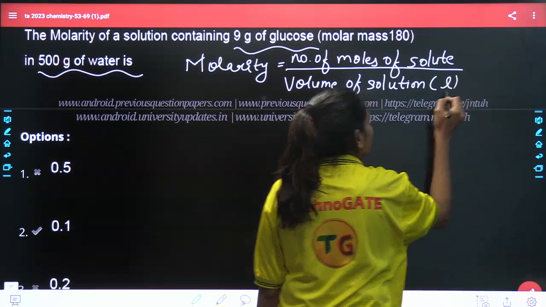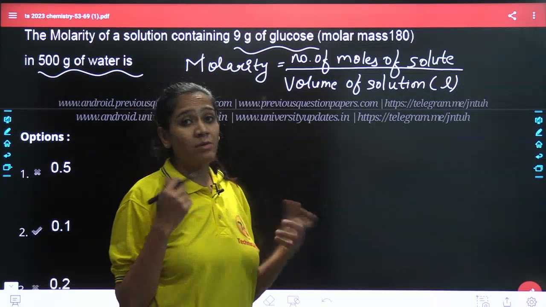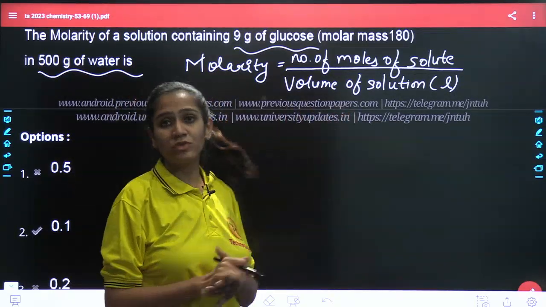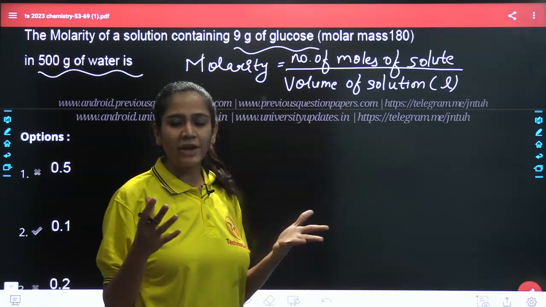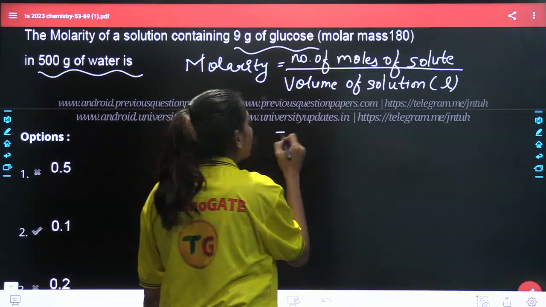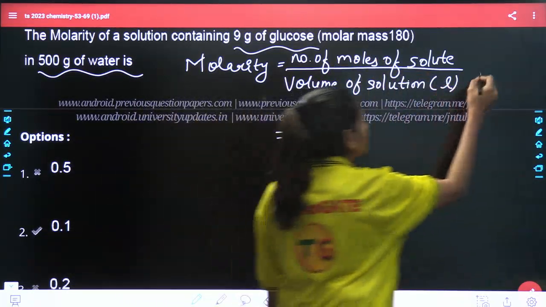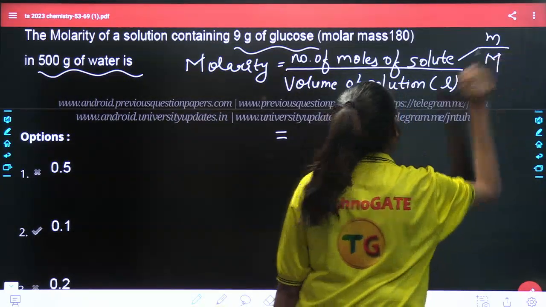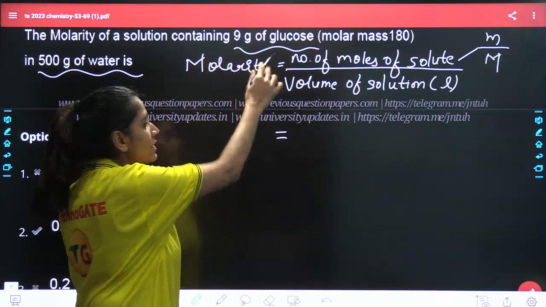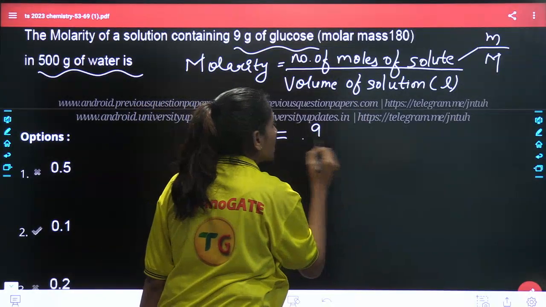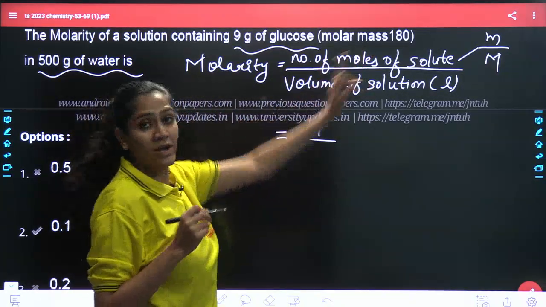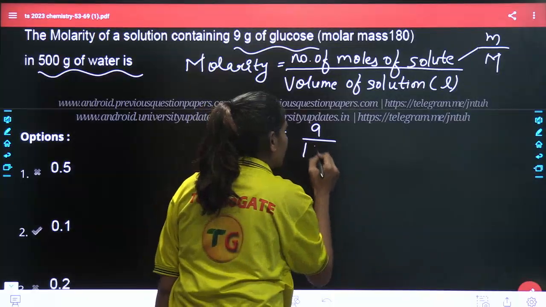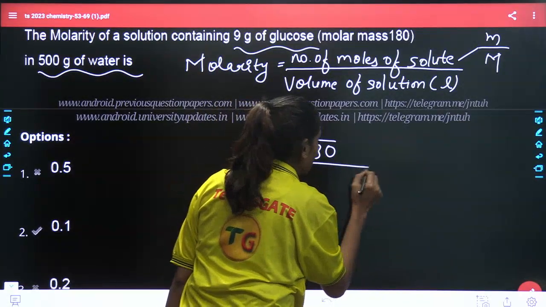Okay, this. Now we are neither given number of moles nor volume of the solution, but it is very easy to find out. Let's see how. Now number of moles of solute is what? Mass upon molar mass. So we are given both the things. Now the mass is 9 gram of glucose. Then molar mass is 180, so we will put 180. This is our number of moles.